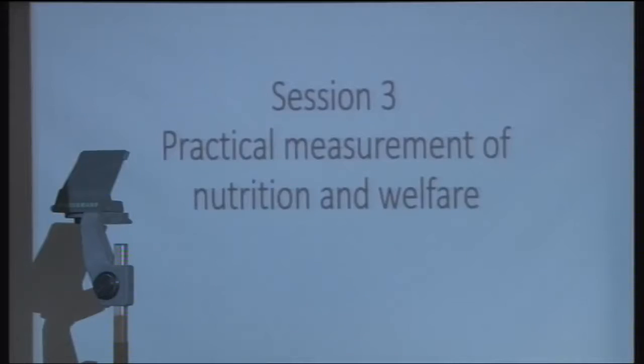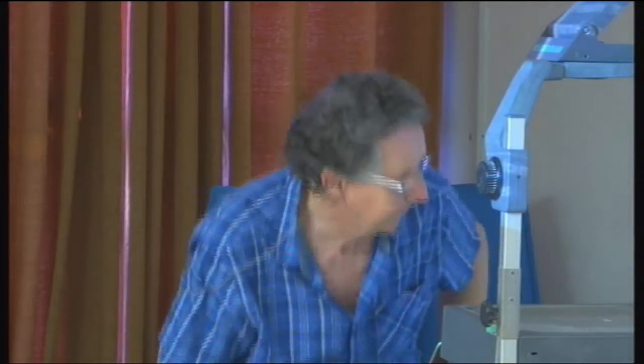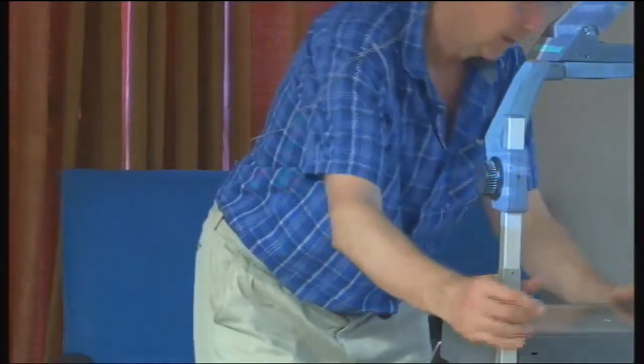Here we go. Good. So what we're dealing with in this session is practical measurement of nutrition and welfare. It was supposed to follow an earlier session when I'd been describing nutrition of the different species, and then we come on to consider how can we measure it? But we got a bit distracted.